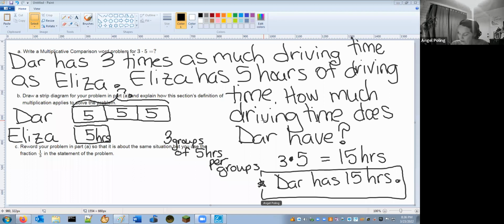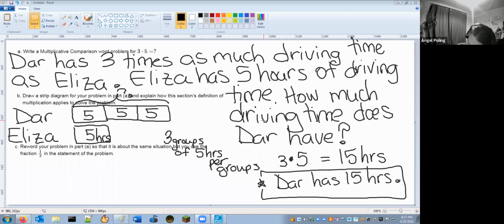Okay, now what we have in part C is the challenge of rewording our problem so that it's about the same situation, but you use the fraction 1/3 in the statement of the problem. So we could say that Eliza has 1/3 of the hours that Dar has, and then say the rest of what we have.